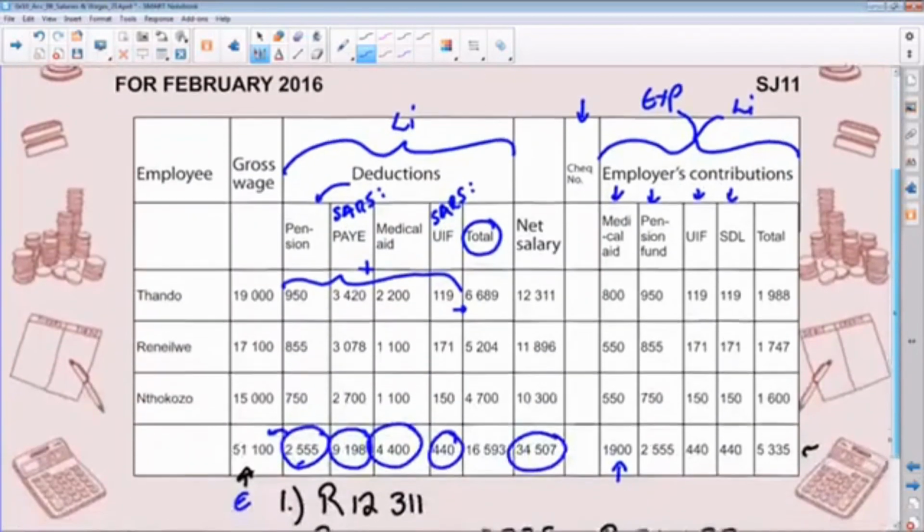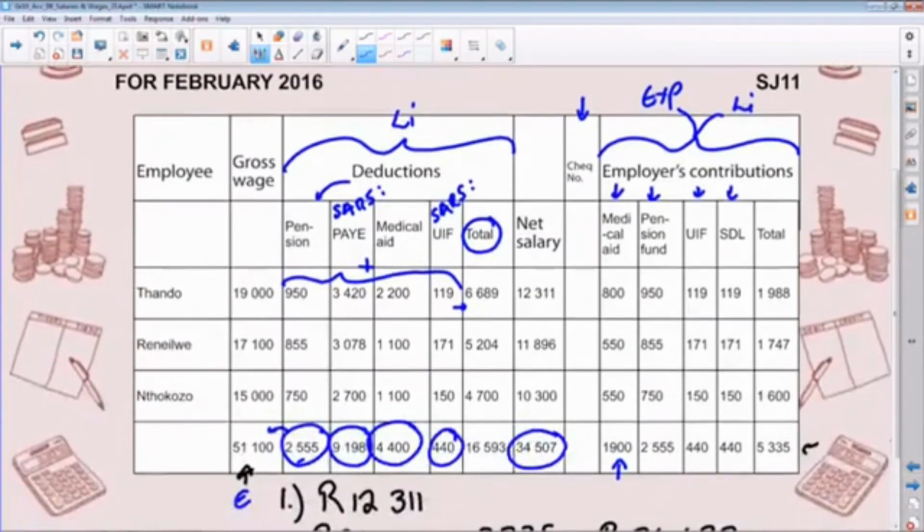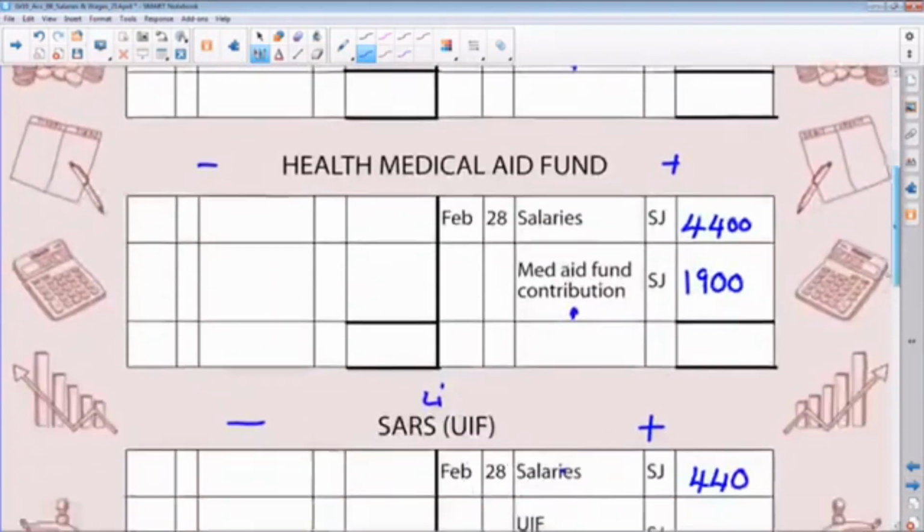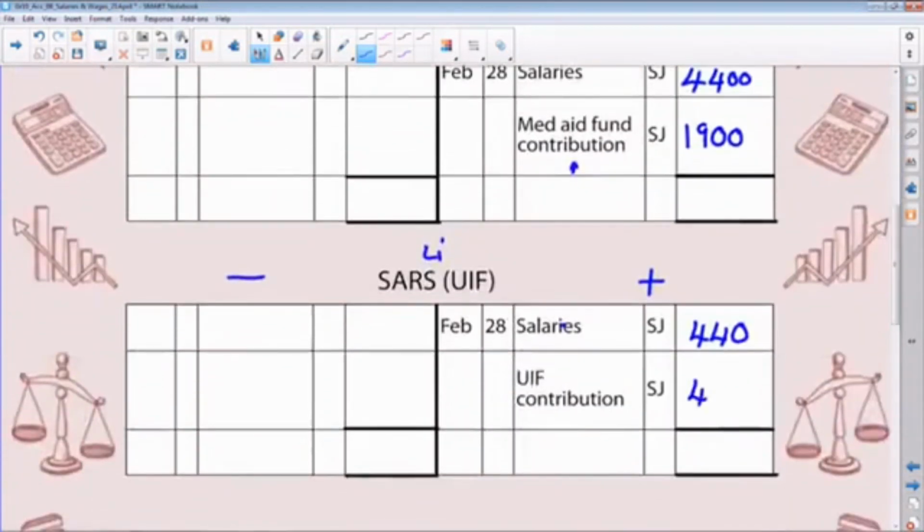The next column, your UIF. So your UIF increased as well. You have a bigger contribution. We'll go to SARS UIF in your balance sheet because you owe more money to SARS UIF. How much more?